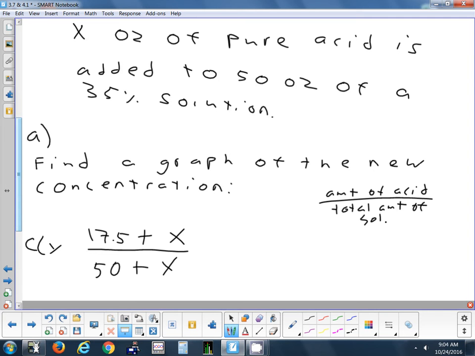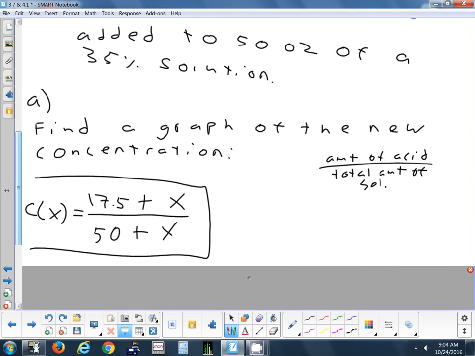Well, first of all, let me graph the concentration. So 17.5 plus x divided by 50 plus x. And now let's use some values. What's a minimum value for the acid I could add? What's the smallest amount that would make sense?